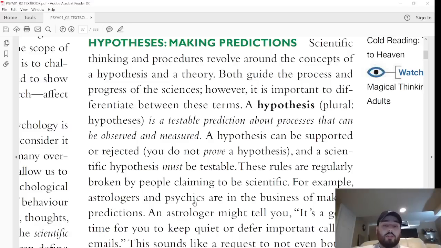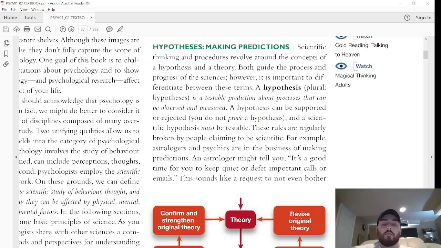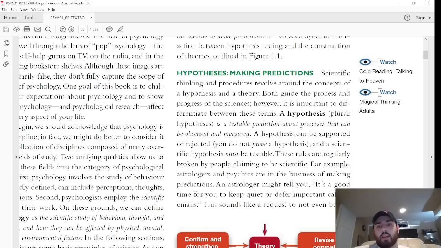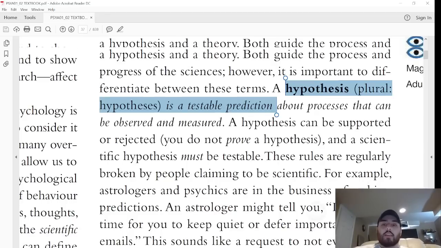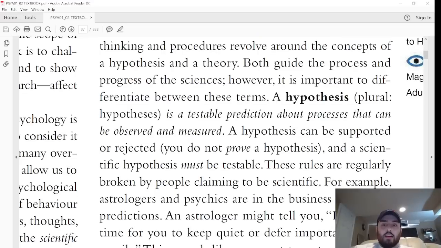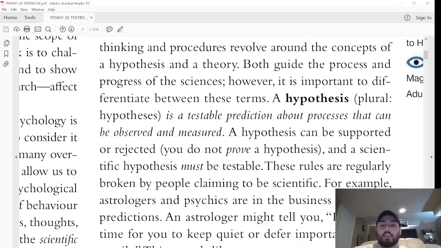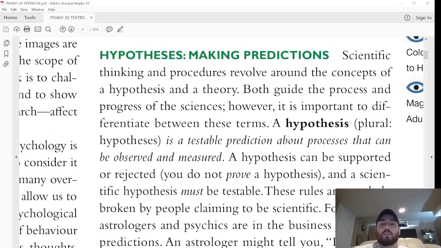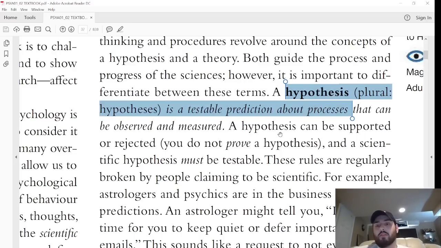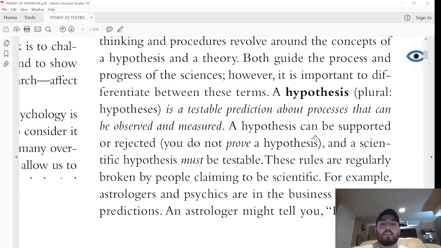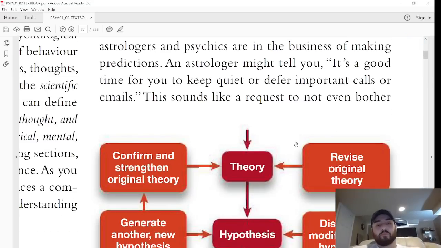For example, astrologers and psychics are in the business of making predictions. An astrologer might tell you it's a good time for you to keep quiet or defer important calls or emails. This sounds like a request to not even bother, right? So, moving away from the text, just to quickly discuss this, your hypothesis is going to be grounded in a theory, right? And what the text is asking us to think about here is, why would an astrologer make such a prediction and say, defer your calls because something bad could happen if you answer the phone? That's not a scientific hypothesis. We can't test that. It's very vague. And that's why, if we look at the actual definition of the hypothesis, anything that we do in science is going to be surrounded by things that are testable and falsifiable. That's exactly what we want, okay?